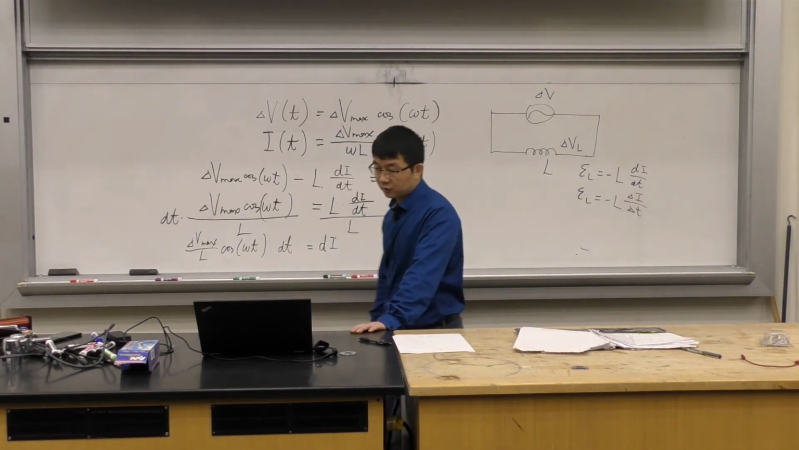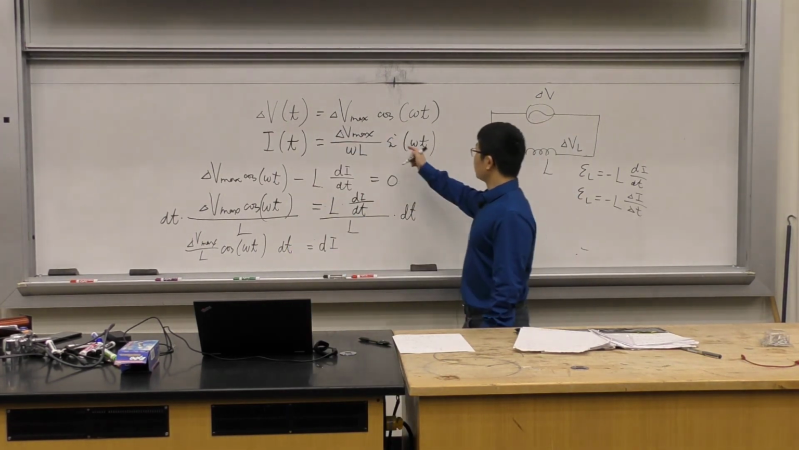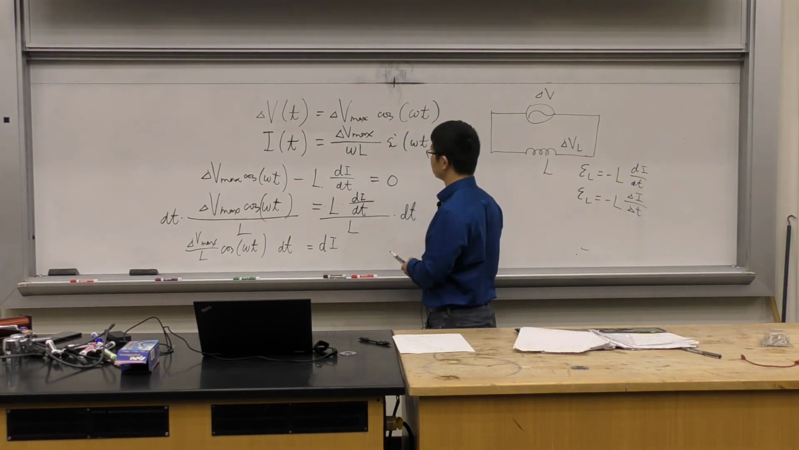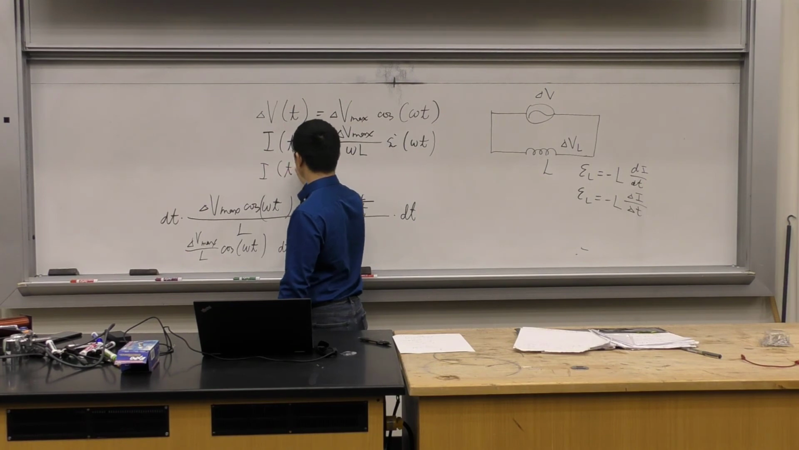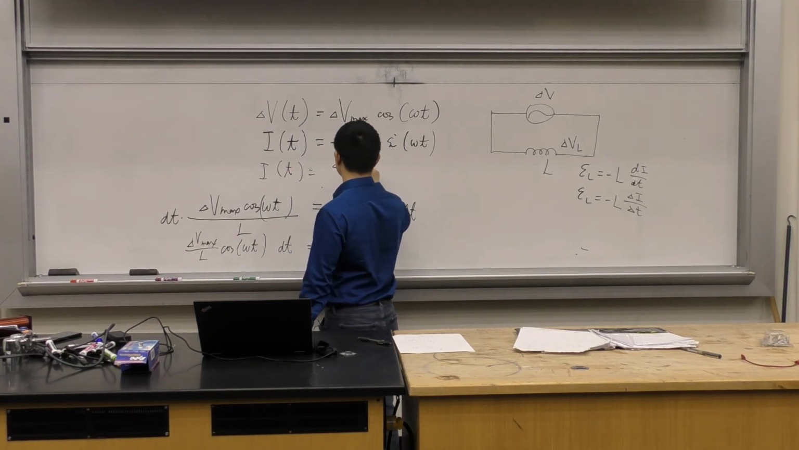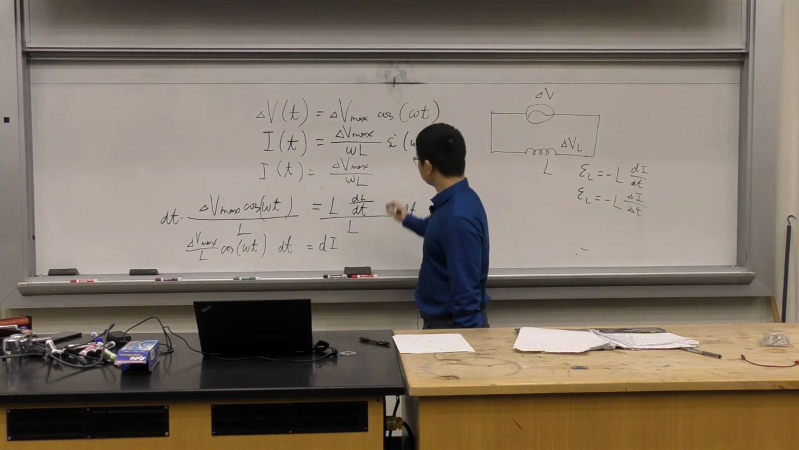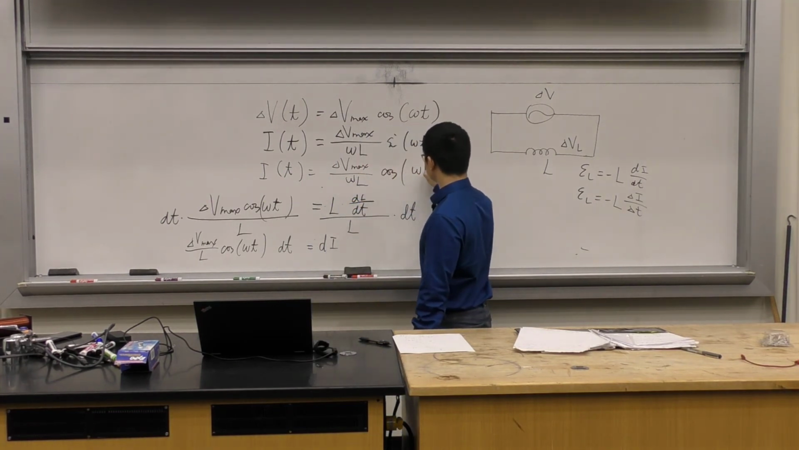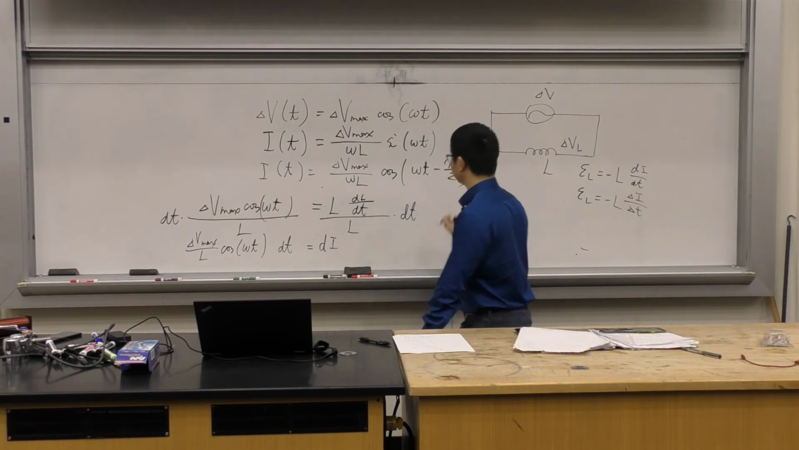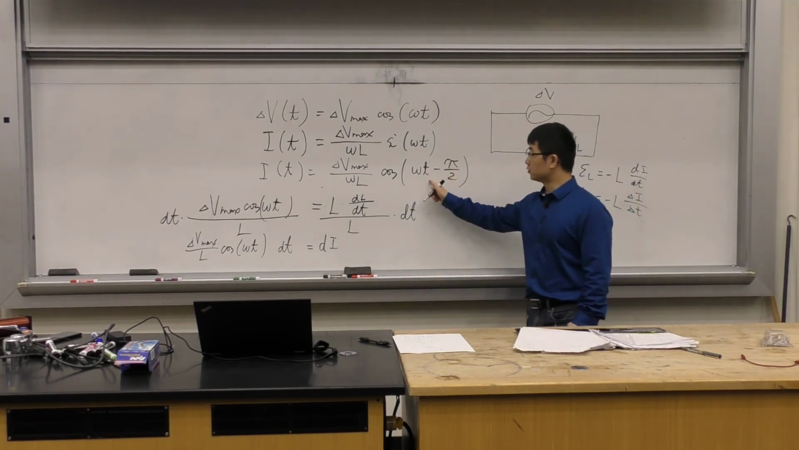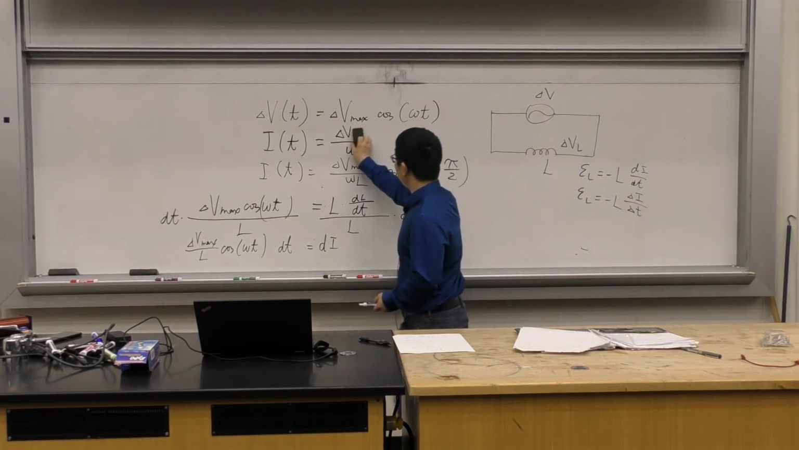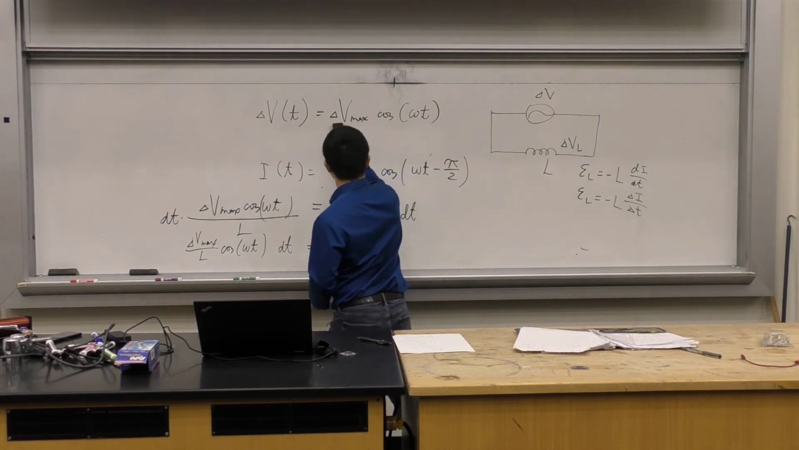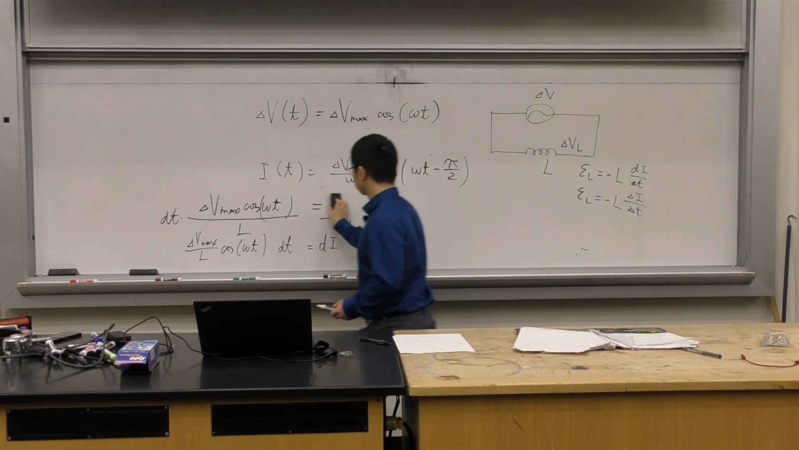Now we're going to use an identity, because I still want to write this current in a cosine function, so I can compare it with this voltage function. If you forget that identity, that's fine. Sine of any angle is equal to cosine of that angle minus 90 degrees, which is 1/2 pi radians, right? So I'm going to just go ahead and use this equation. They are equivalent, so I'm going to erase this form. I want to make sure I is also a cosine function.